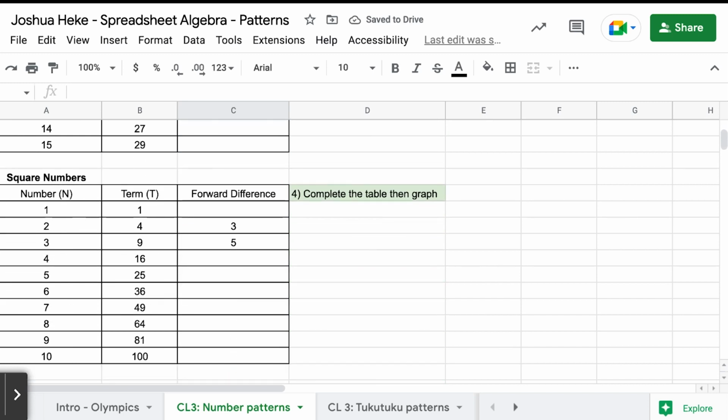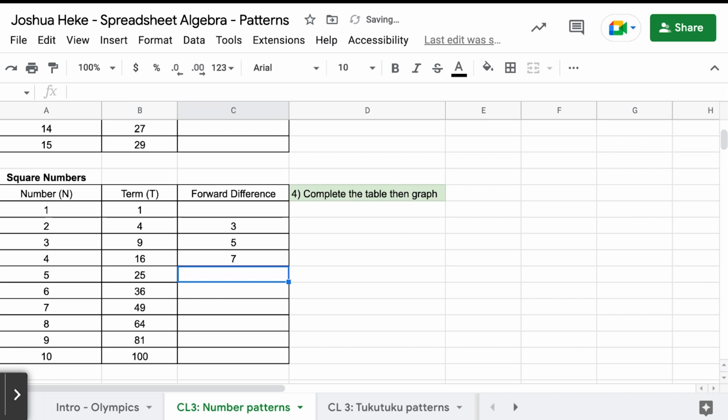Now when we come to square numbers, 1, 4, 9, 16, the forward difference changes. The difference between 1 and 4 is 3. The difference between 9 and 4 is 5. The difference between 16 and 9 is 7.